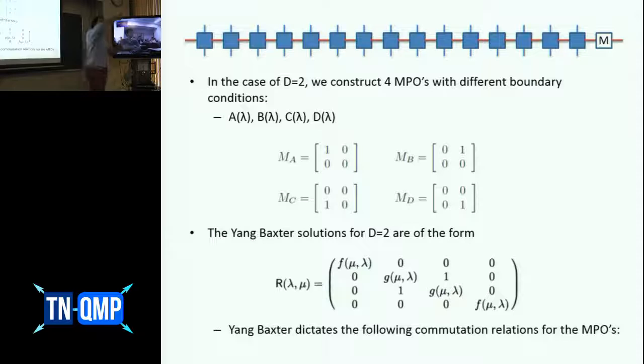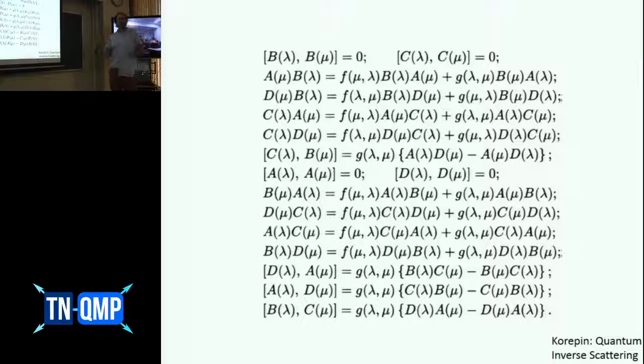What you can see is that in this particular case, the simplest class of Yang-Baxter solutions is of this form. You find some functions f and g, typically algebraic functions involving hyperbolic sines and so on. So you find this satisfies the Yang-Baxter equation, then you construct this MPO out of it. It looks very complicated, but it's actually not. You can immediately see that the Yang-Baxter equation implies that these different operators, these different blocks, have to satisfy this.